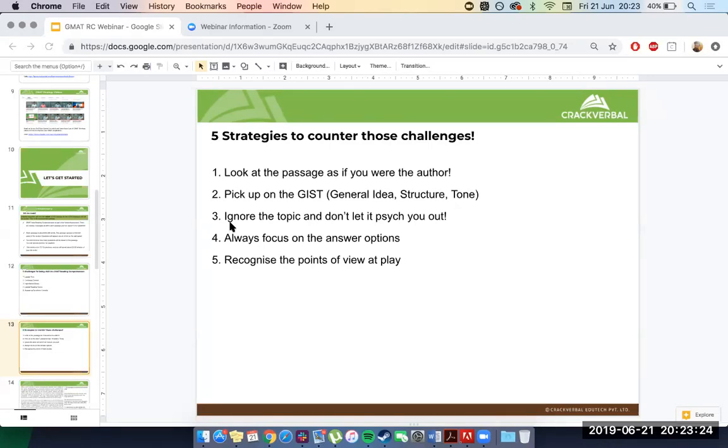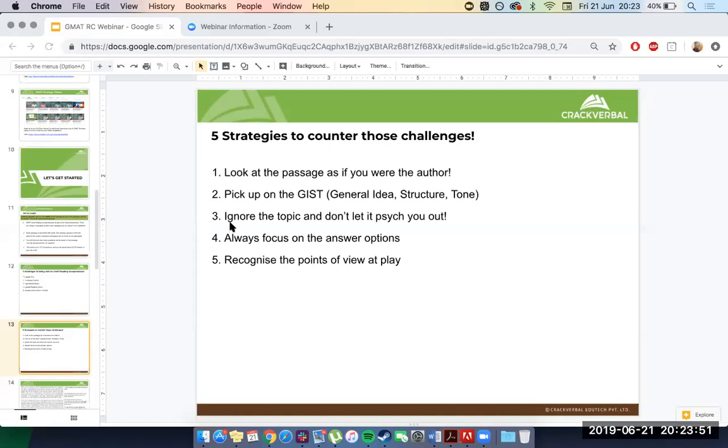If you remember that, then at the very least, when you get a passage in something that you don't like, you don't worry that this is going to be your downfall. All you need to think is, well, okay, new passage, let's find out what the gist is. I don't need to know anything else. I'll just find out what the gist is, and use that to help answer whatever questions come up for it, right? And this means that you always want to focus on the answer options, right?